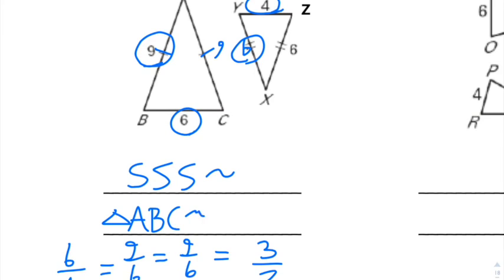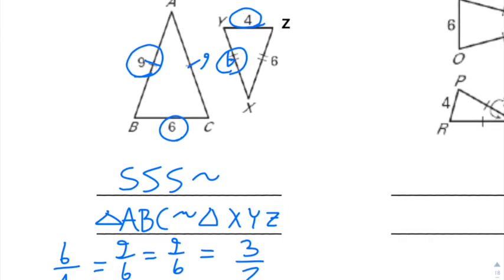So if I go in the order of triangle ABC, I need to start with X, but then it doesn't matter if you go Y and then Z. It doesn't really matter on the order. B and C should correspond with Y and Z.